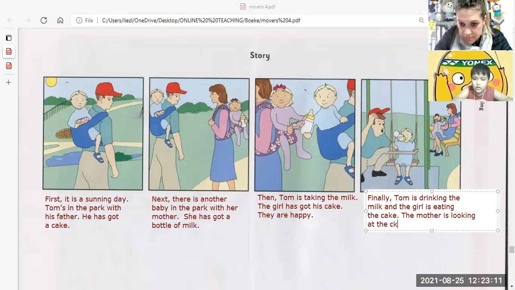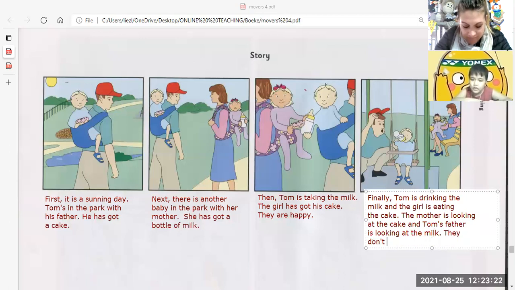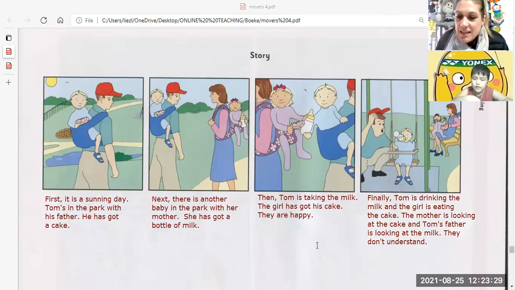The mother is looking at the cake and Tom's father is looking at the milk. They don't understand. Yes, I don't understand. The mother is looking at the cake and Tom's father is looking at the milk. They don't understand. Yes. Okay.